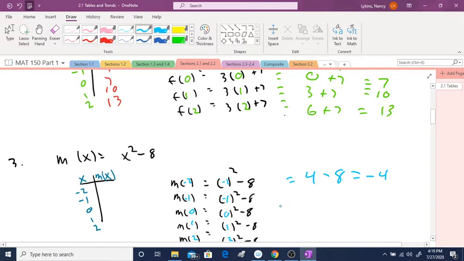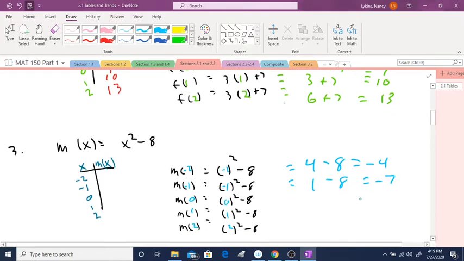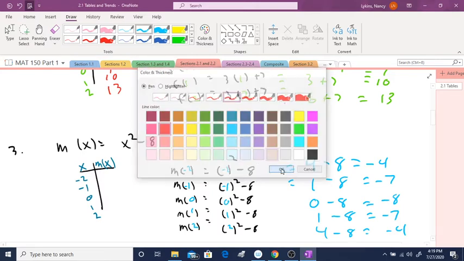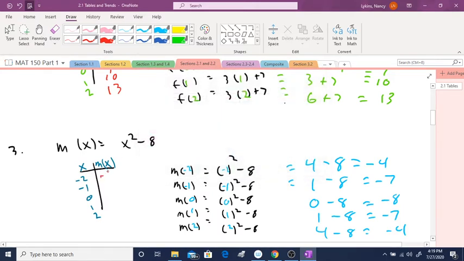Take a look at negative 1. Negative 1 squared gives you a positive 1, minus 8, and that makes it a negative 7. 0, I like. 0 minus 8 gives you a negative 8. Now 1. 1 squared is 1. 1 minus 8 is negative 7. And finally, 2 squared is 4. 4 minus 8 is negative 4. Like I said before, with different trends on this, take a look at what the pattern looks like.